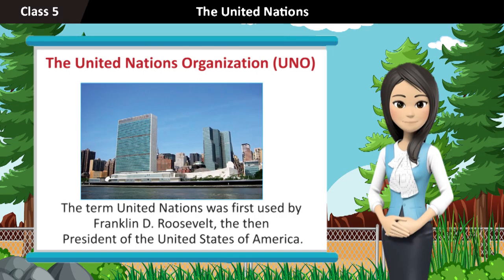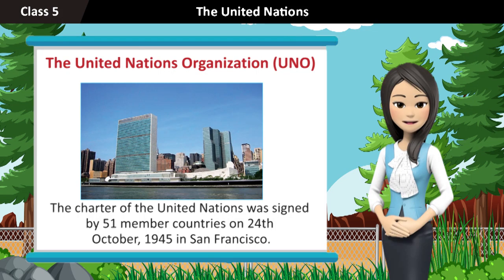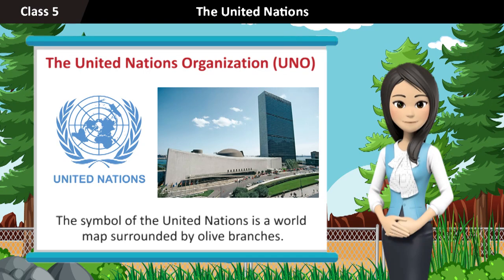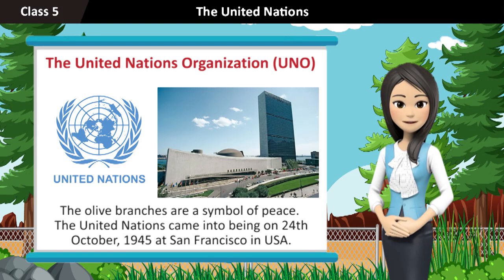The term United Nations was first used by Franklin D. Roosevelt, the then President of the United States of America. The Charter of the United Nations was signed by 51 member countries on 24th October 1945 in San Francisco. This day is celebrated as UN Day throughout the world every year. The symbol of the United Nations is a world map surrounded by olive branches. The olive branches are a symbol of peace.